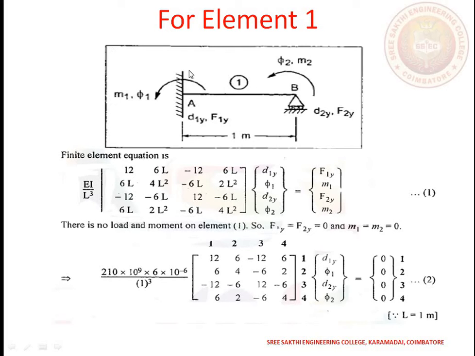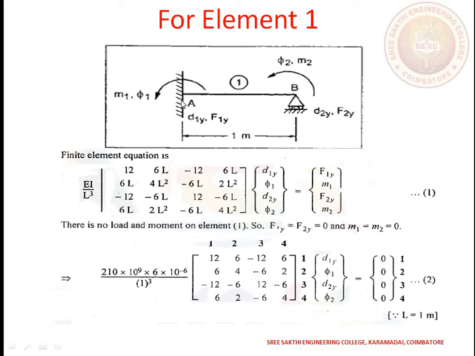So here this is a fixed beam. If it is fixed, then what will happen? There is no force here. In this element there is no force, any force would not be acting. So everything is 0, and the bending moment is also 0. That is why I put everything as 0 here, because there is no load and the moment on the element is also 0.